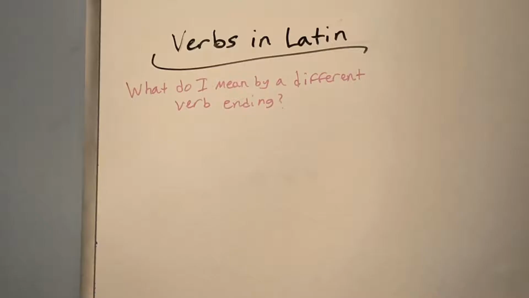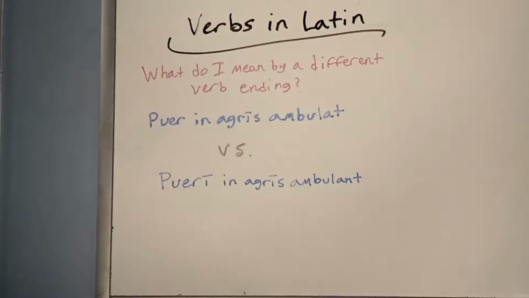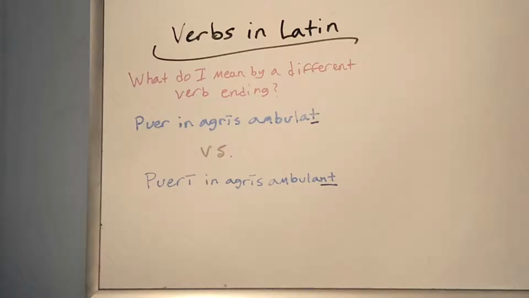So, what do I mean by a different verb ending? Let's take these two sentences. Puer in agris ambulat and pueri in agris ambulant. The only difference between these two sentences is the subject. I've changed the subject from singular to plural. You also notice that the verb goes from ambulat to ambulant.